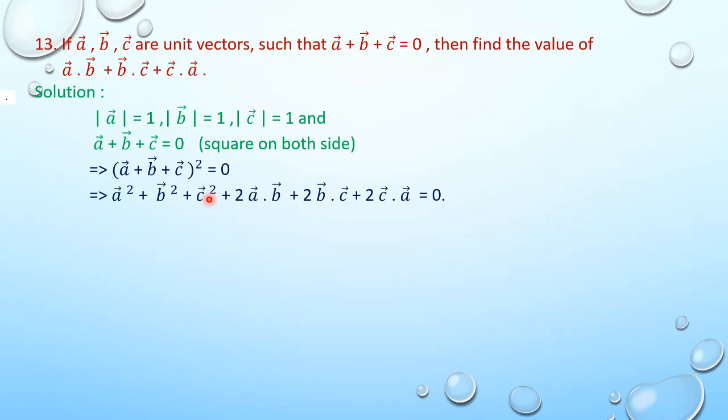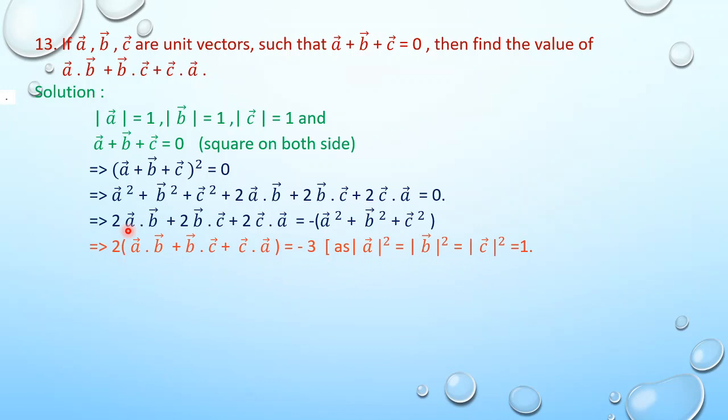So now let me take the sum of these three squared terms to the right side. When I take this to the right side, it will become minus. Let me keep these terms here itself. Now let me take 2 as common outside from the left hand side. And this will be equal to minus 3, because the length of vectors a, b and c are equal to 1. That means they are unit vectors. So 1 plus 1 plus 1 is nothing but 3. Finally it is minus 3.